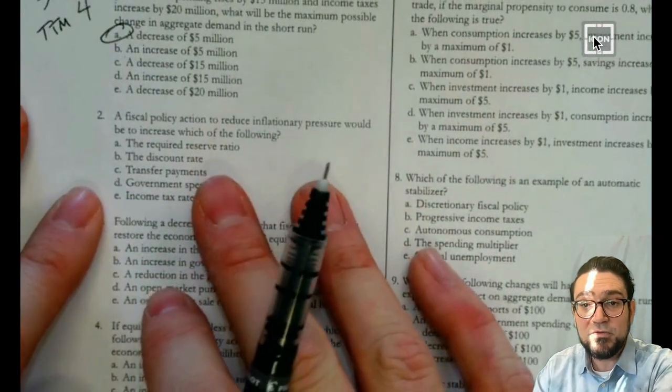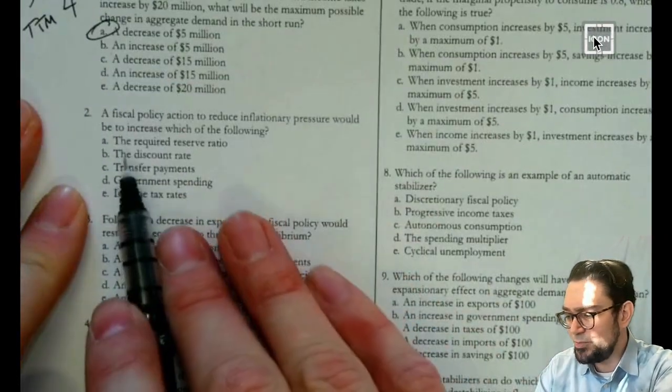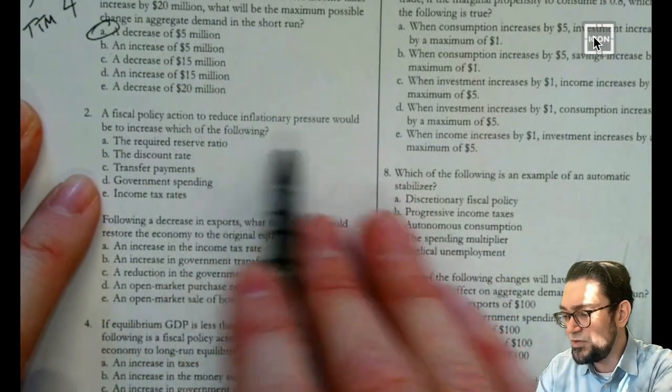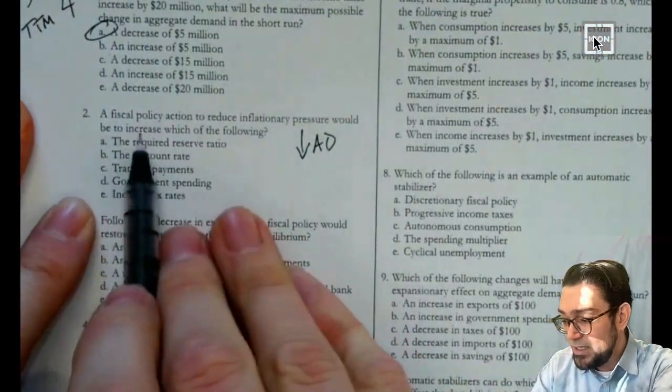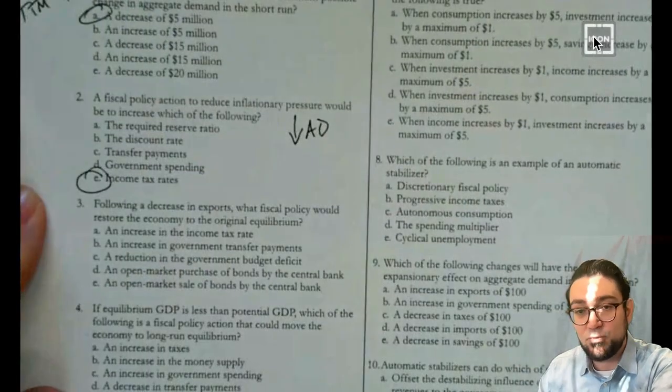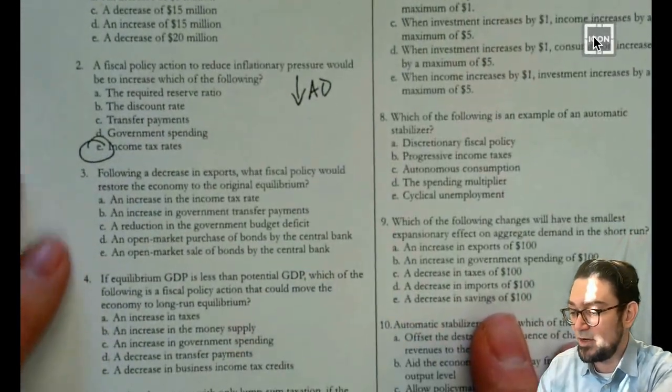Number 2, a fiscal policy action to reduce inflationary pressure would be to increase which of the following? What could I do to reduce inflation, which would be to reduce aggregate demand? I could increase income taxes, right? I could raise taxes if I wanted to reduce aggregate demand.